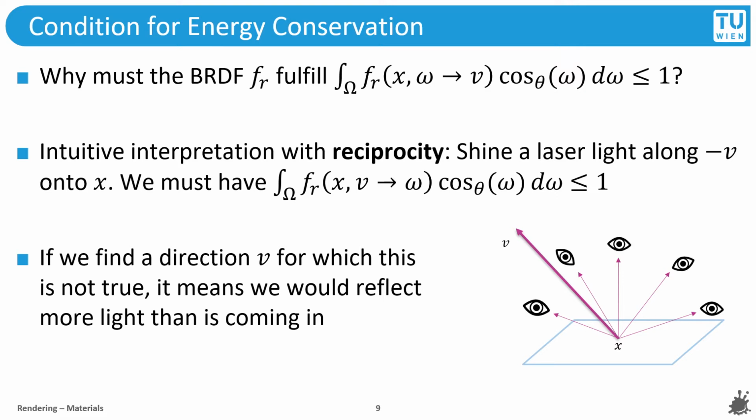The total percentage of reflected light that observers around X will be able to see, according to the rendering equation, is the integral over the hemisphere of the BRDF times the cosine of theta. If this yields more than 1, it means that the observers see more than 100% of the incoming light, and this violates energy conservation.